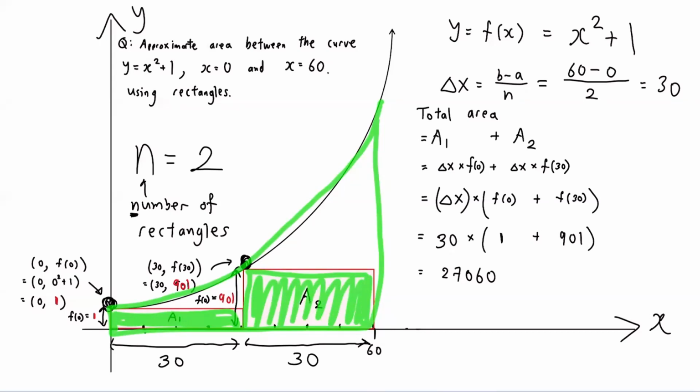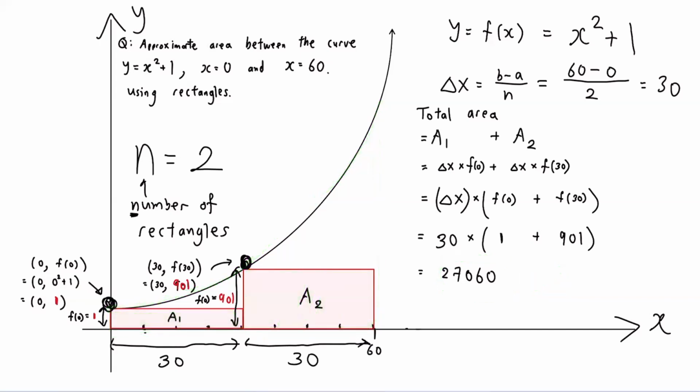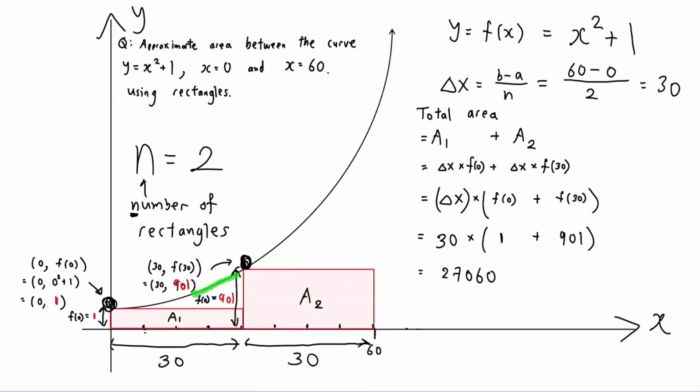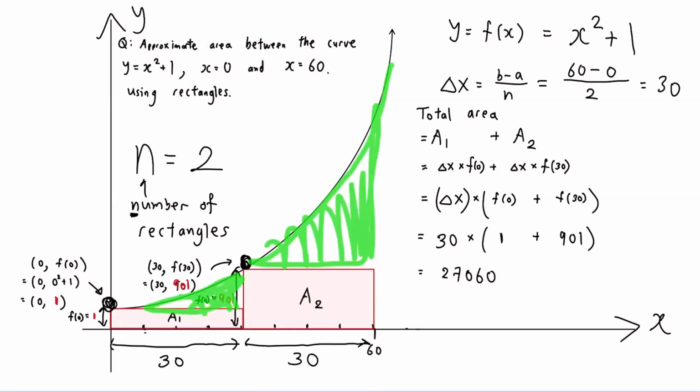Do you notice that this A1 plus A2 is a very bad approximation of the exact area? I eventually get to 27,000. Later, I'll explain how I get 27,000. It's a lot smaller compared to the actual area, right? Before it was this one, after it's this one. What's the difference? The difference is over here and over here. Can you see? That's the gap. So that's why this area under the curve is an under approximation.